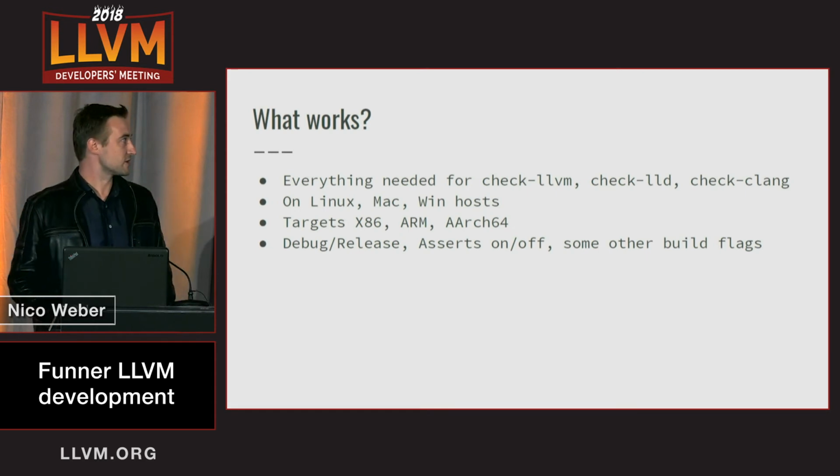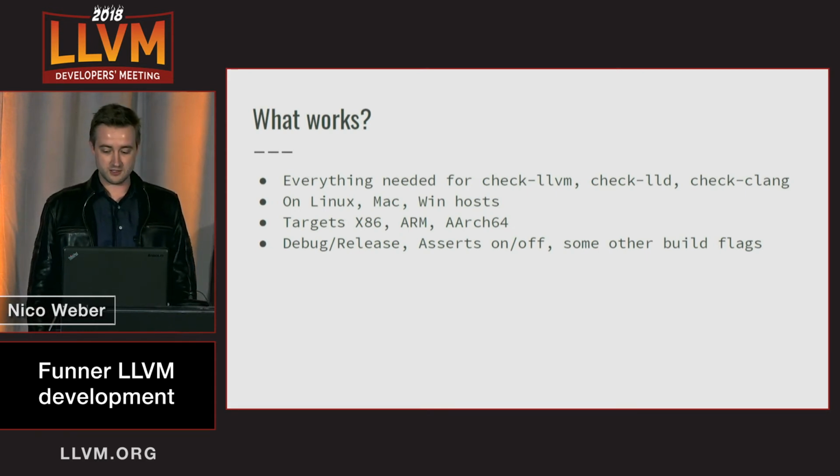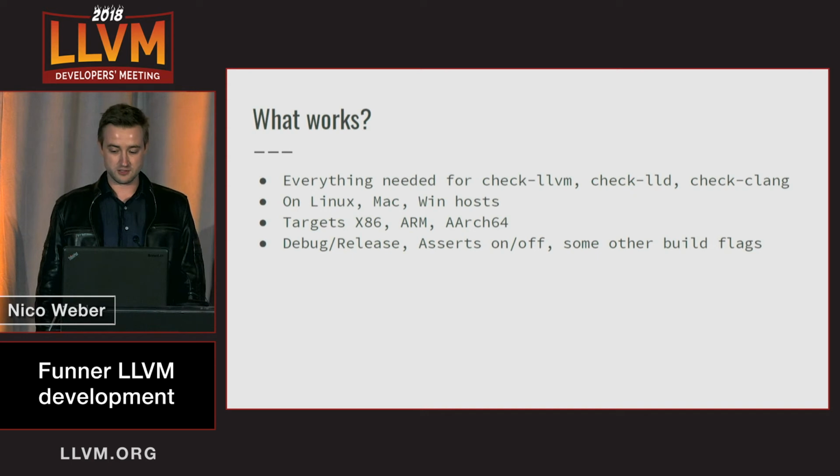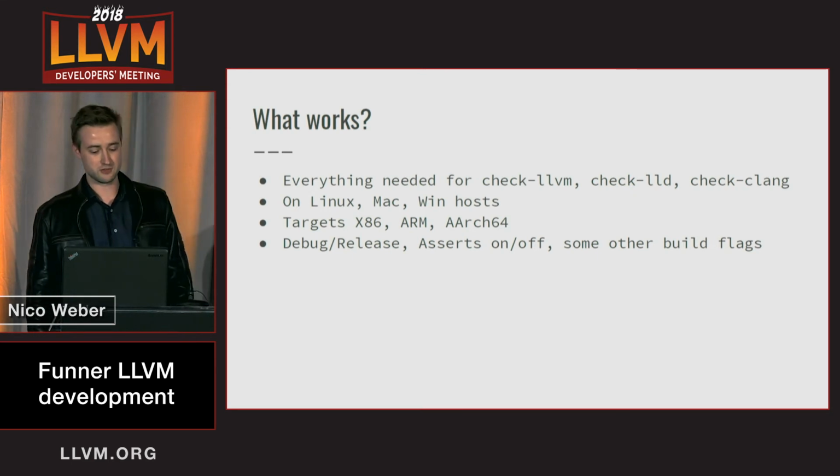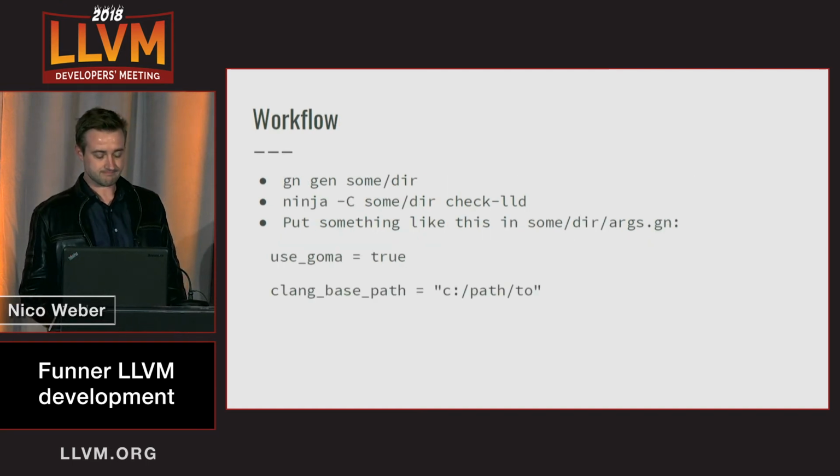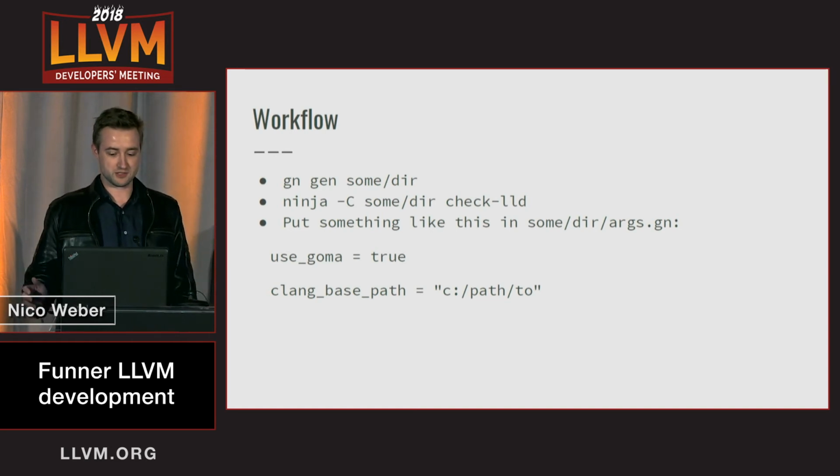And things work, so I can run check-llvm, check-lld, check-clang, it builds everything, all the tests pass. I can do that on Linux, Mac, and Windows, I can do this for these targets, there's debug and release toggles, asserts on and off toggles, some other build flags. And the workflow is you run gn gen, some build directory, and then you just build.